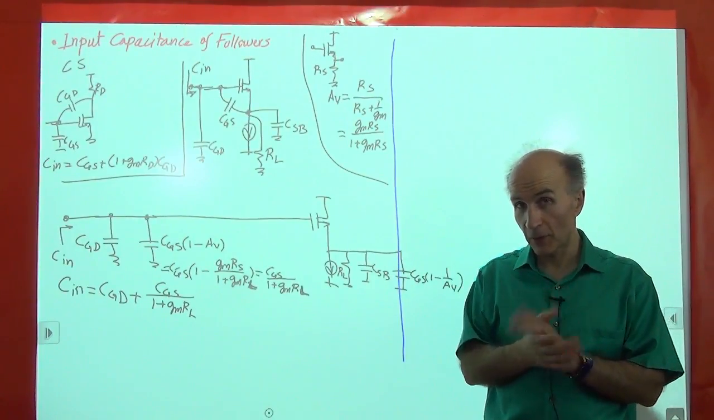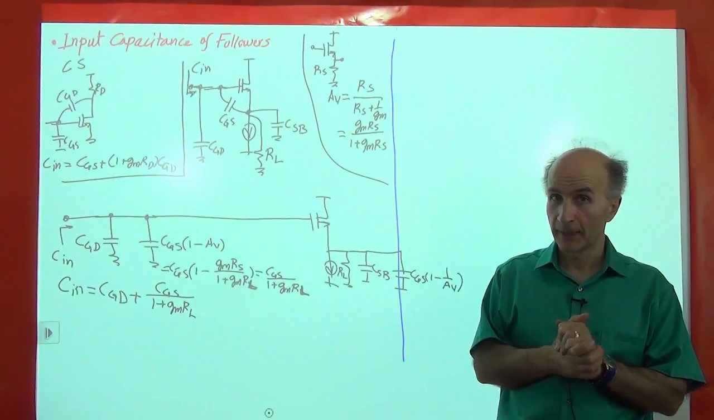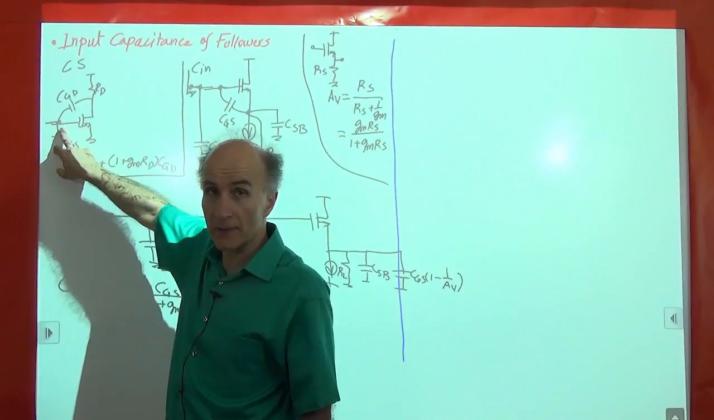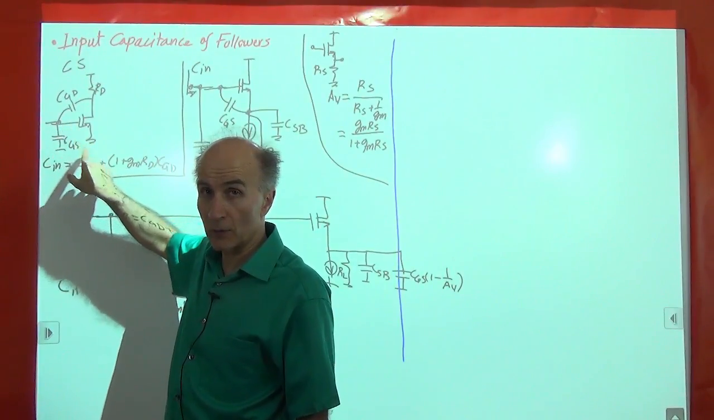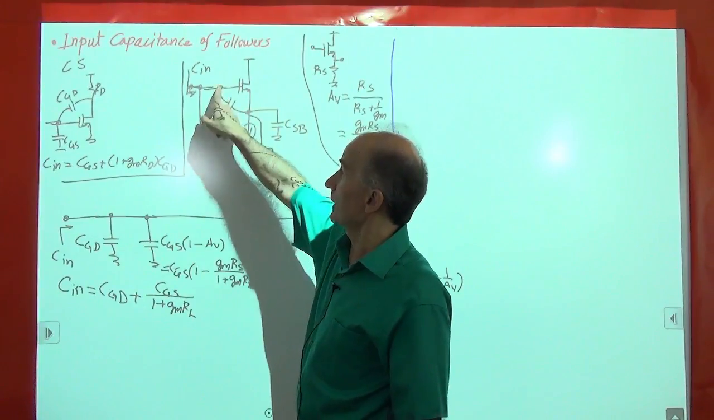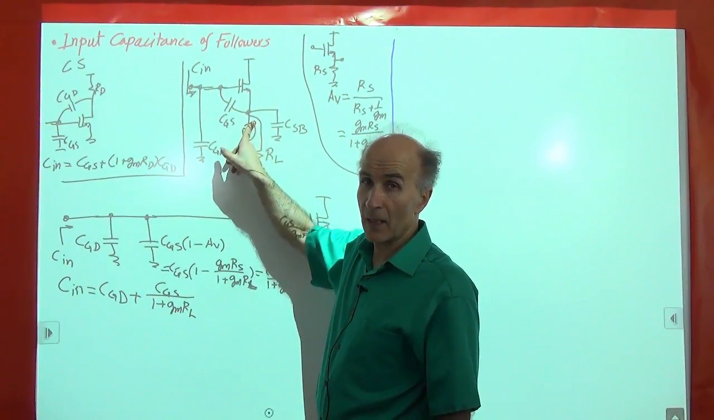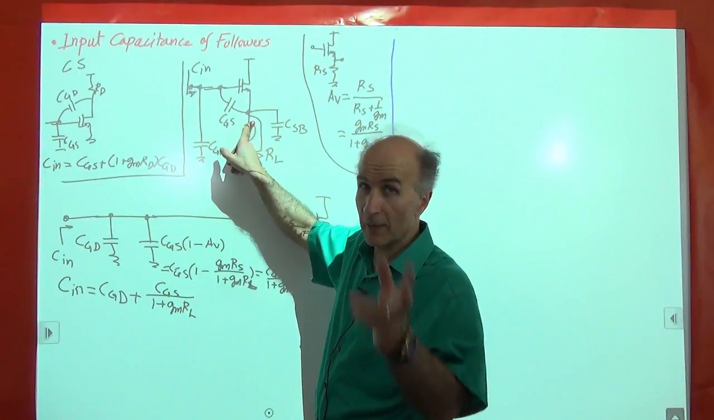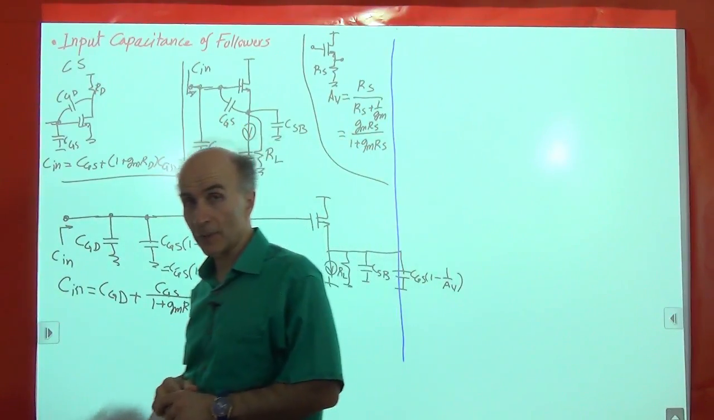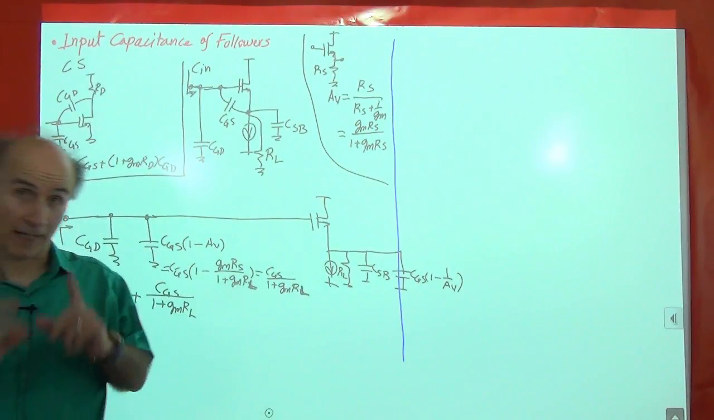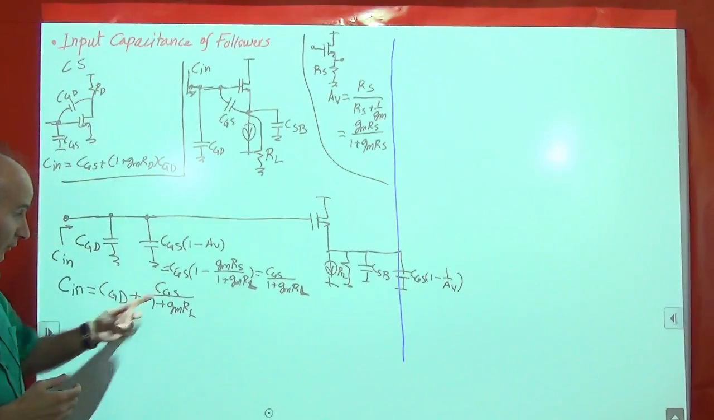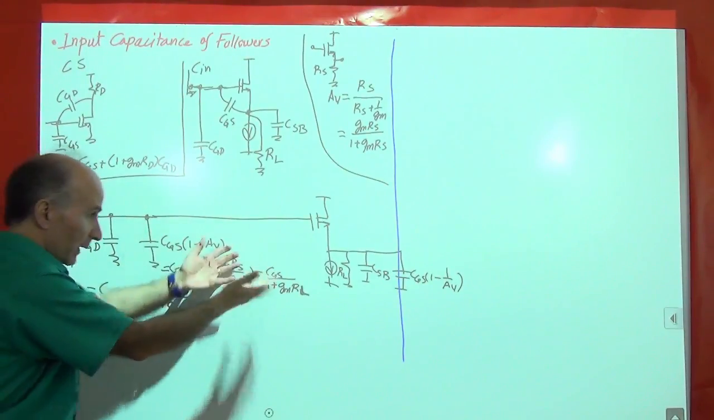So that's a very interesting property of the source follower, right? That's not the case here. Here we saw the entire CGS because that just goes from the gate to AC ground. But here we don't see the entire CGS because we have signal on this side, we have signal on this side. The gain is positive but less than 1. So we end up with this reduction of the input capacitance. So interestingly, we have Miller effect, but the capacitance is not multiplied. The capacitance is actually reduced because of the way that things worked out.